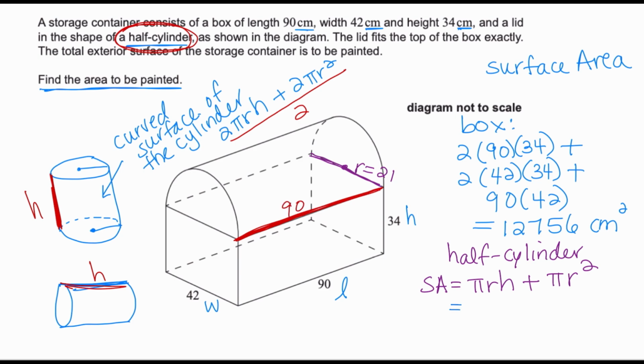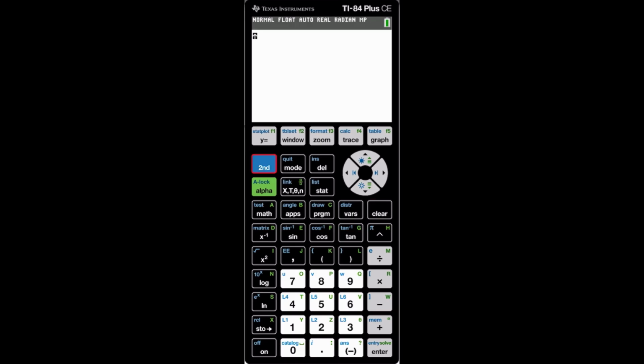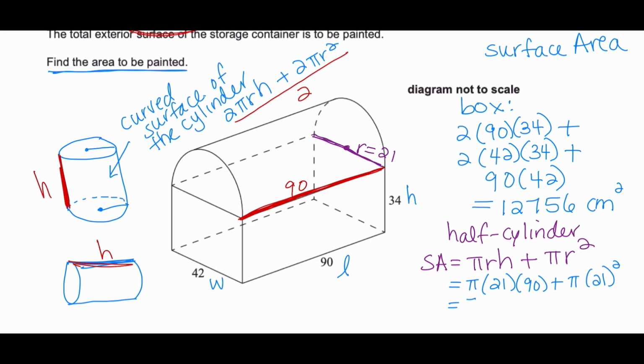So I'm going to replace this information into my formula. I'm going to leave pi. The radius is 21. The height of the cylinder is 90, plus pi times the radius squared. Put this all into your calculator. In this case, you want to make sure that you use the entire value of pi to avoid round off error. So it's going to be pi times 21 times 90 plus pi times 21 squared. And that's going to give you your answer. So this is 7323.052476, and it kind of keeps going because remember, pi is an irrational number.